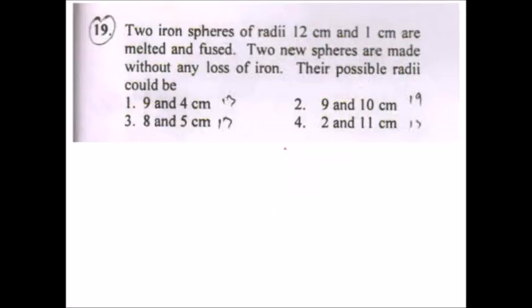Number 19. It's very simple. Two spheres of radii 12 cm and 1 cm are melted and fused, and two new spheres are made without any loss of iron. What would their possible radii be? The logic behind this is that the volume will remain the same. So we know that the volume of a sphere is 4 by 3 pi r cube.